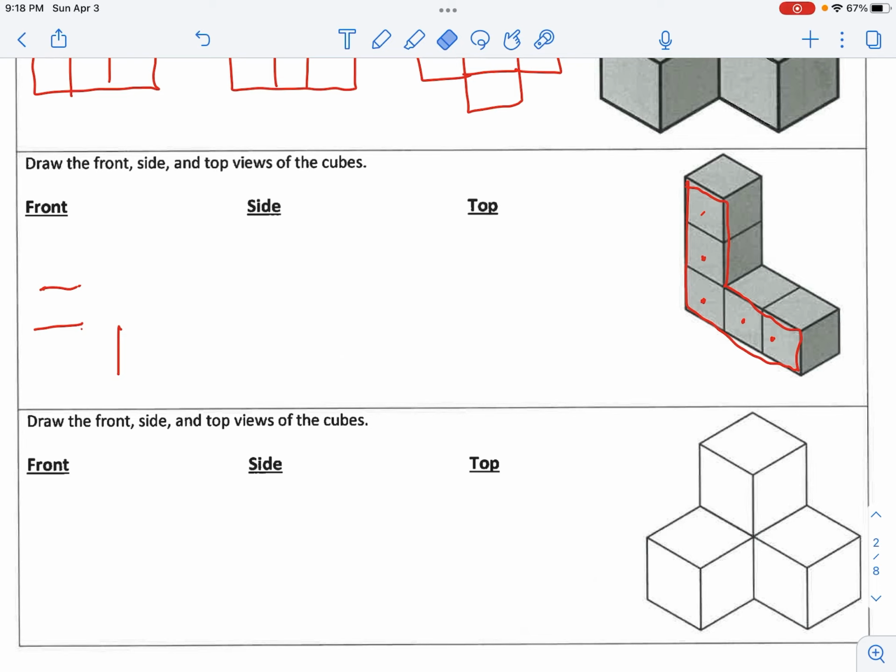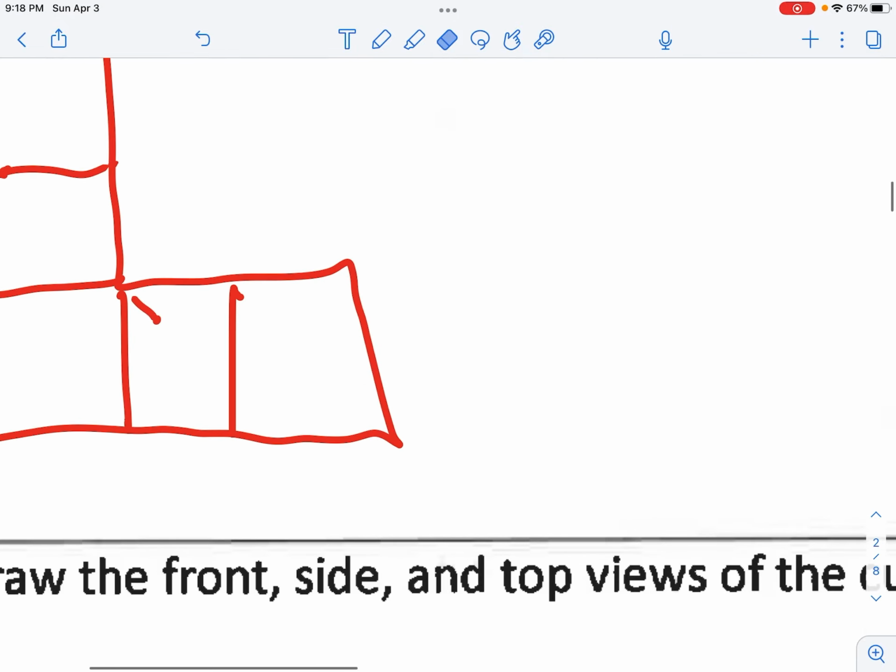Oh, shoot. Okay, just ignore that little red line. Never mind. Okay.